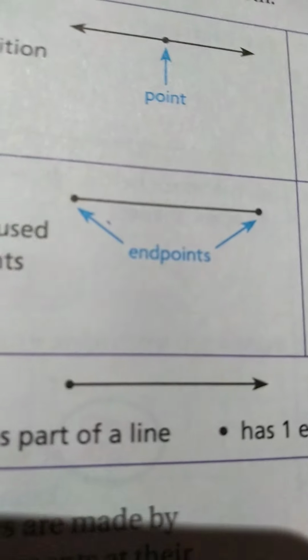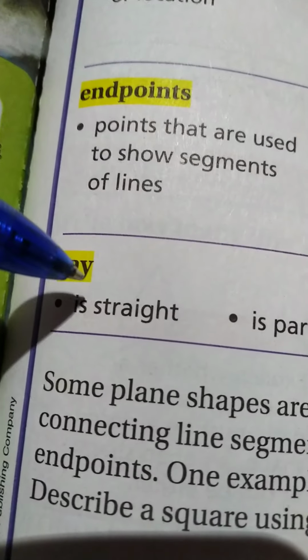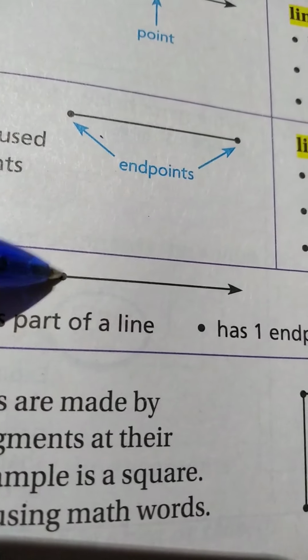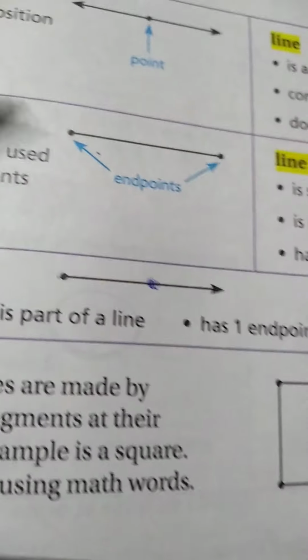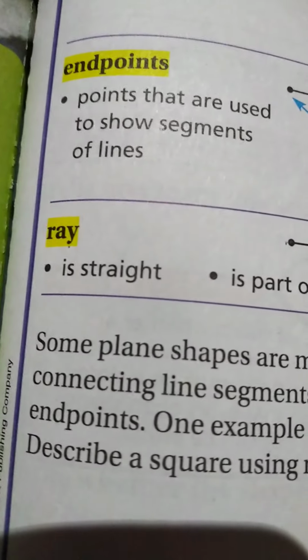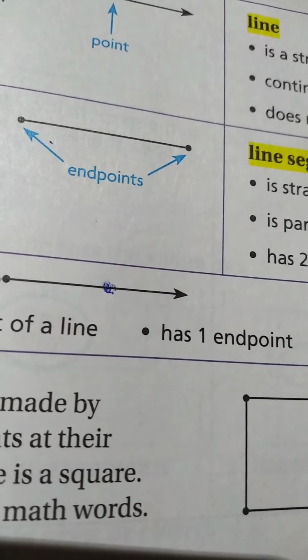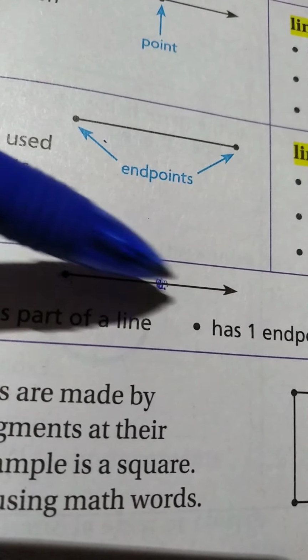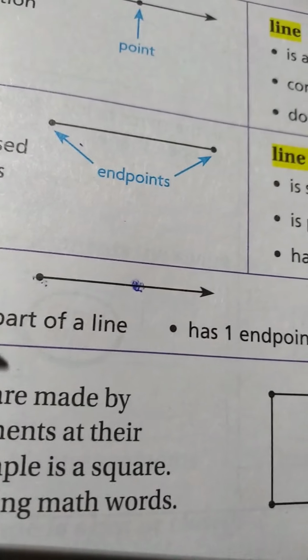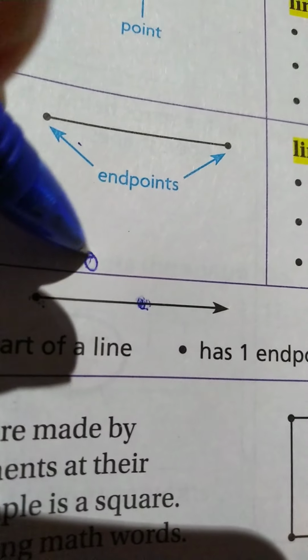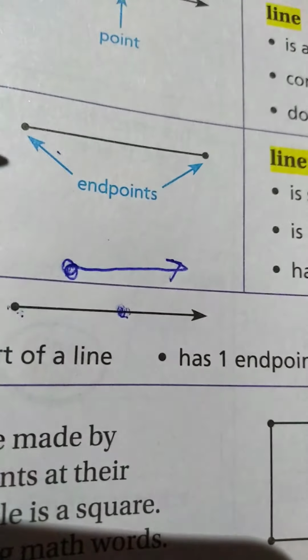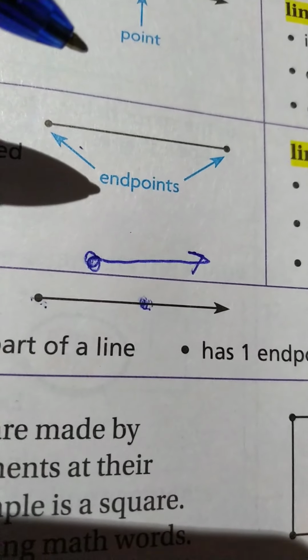We talked about that. This is a ray. A ray, if you notice, has one endpoint, one arrow. They left off the point here, which is okay. You can do that. So here are the things about a ray: it is straight, is part of a line, has one endpoint. So it has one endpoint here. This side goes on forever. So when you draw it, you don't have to show this. You could just do this. Boom, boom. And that's understood to be a ray.